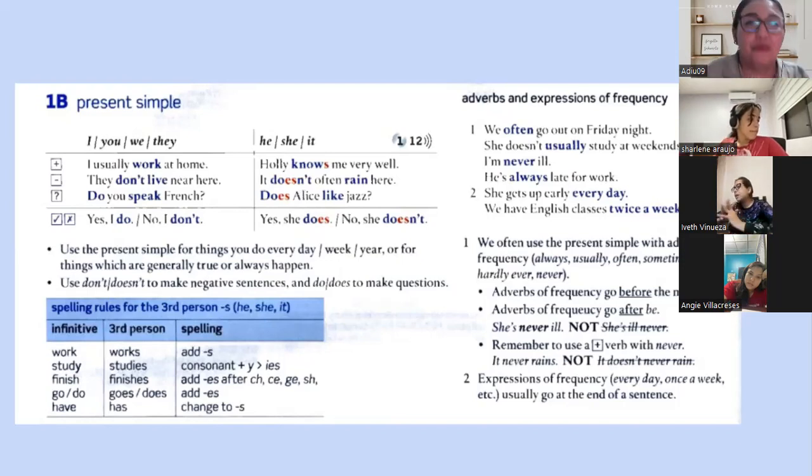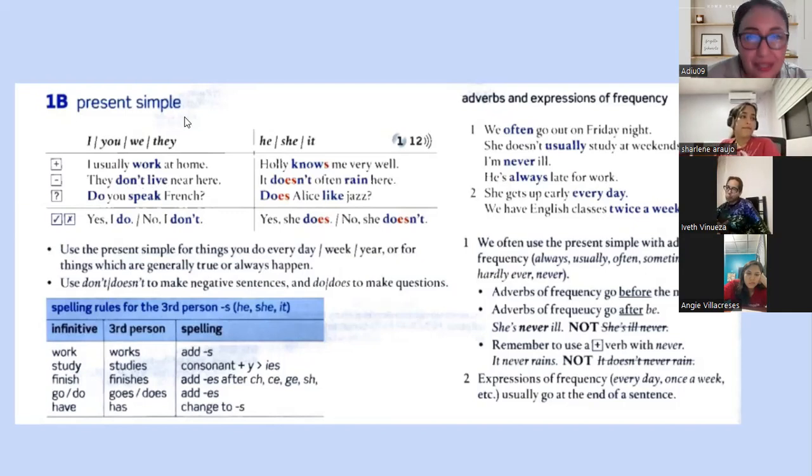So this is kind of the rule. This is how the rule goes. I usually work at home. I am working from home, right? And if I want to make it negative, they don't live near here. Si la oración es negativa, we usually use the auxiliary form, don't. Si yo hablara de una tercera persona, she doesn't look like me. She doesn't, porque estoy hablando de ella o de él. Entonces el auxiliar va a ser does. And these are the rules.